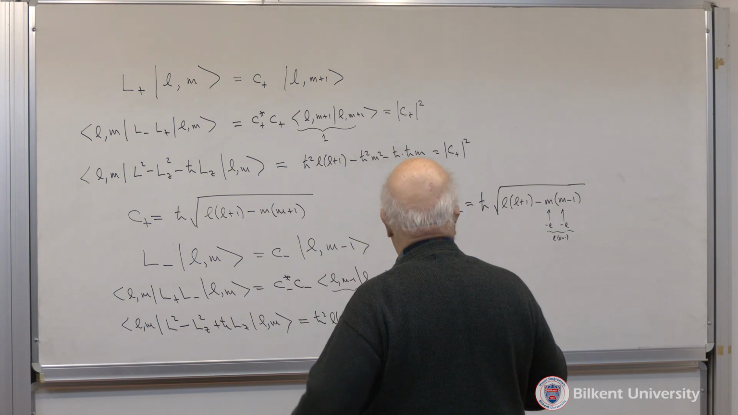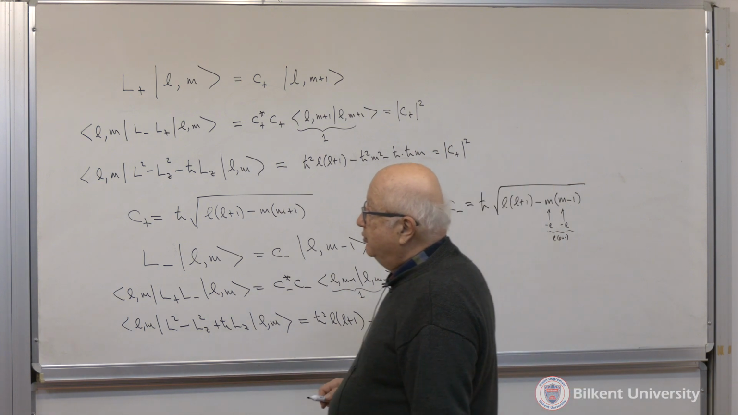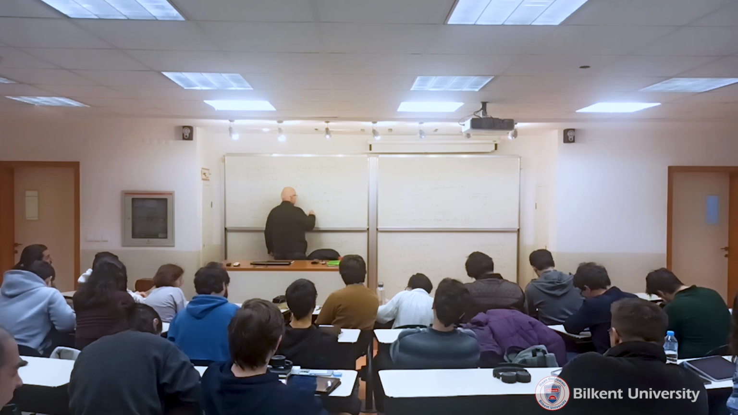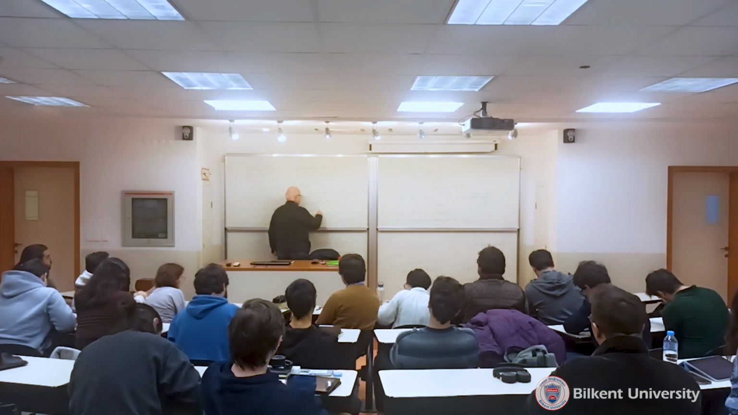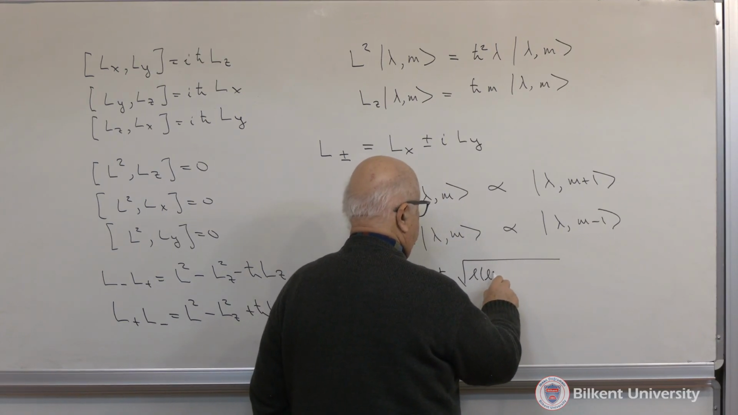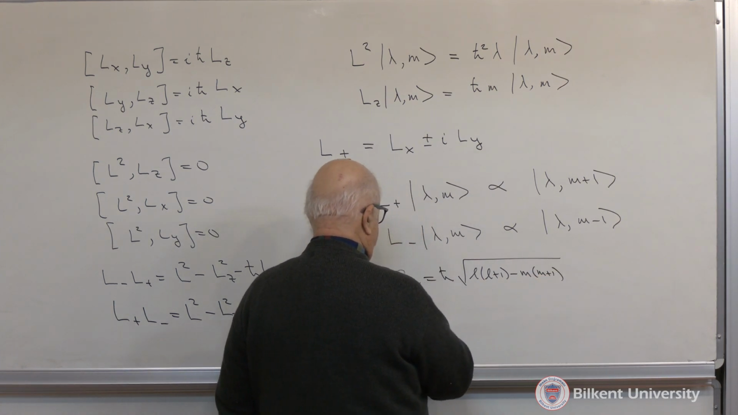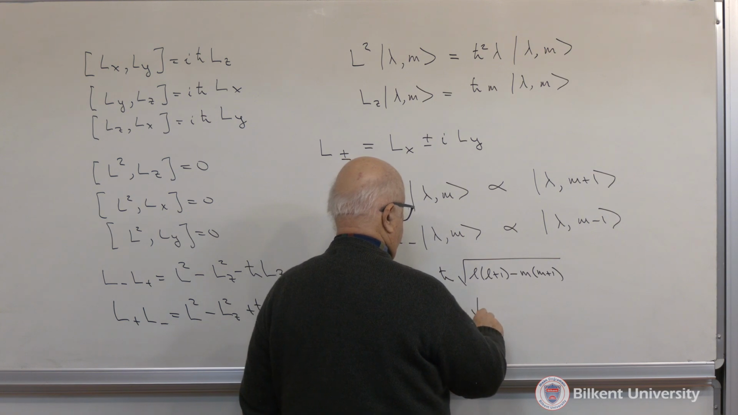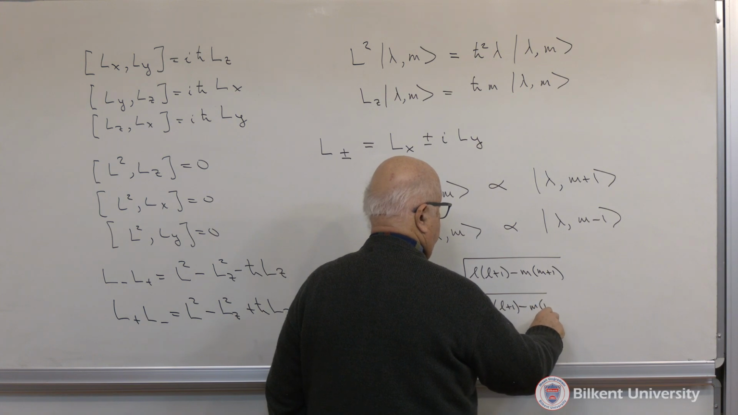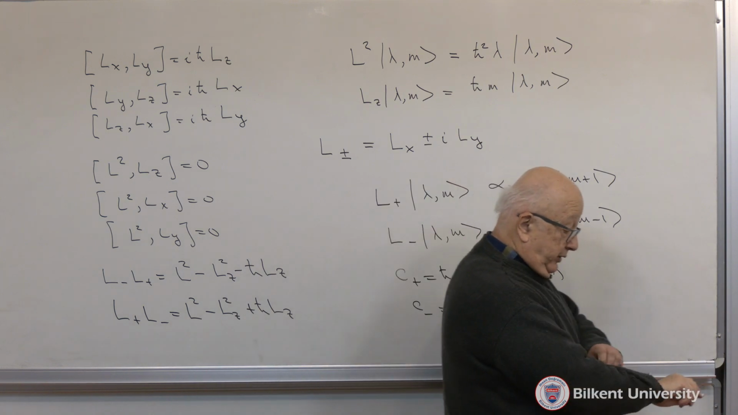So I now have the C plus and C minus. Let's put those on our table here also, because we'll need them, and I'll probably forget them in 15 minutes. So C plus is h bar square root of l(l+1) minus m(m+1). And C minus is h bar square root of l(l+1) minus m(m-1). Okay, so we have all these.